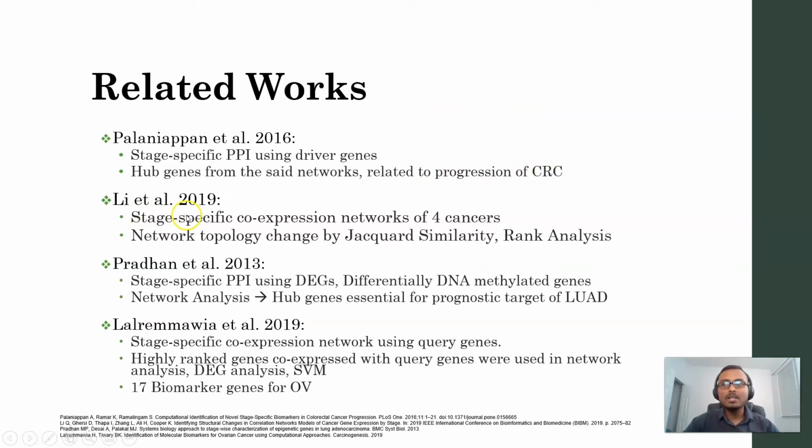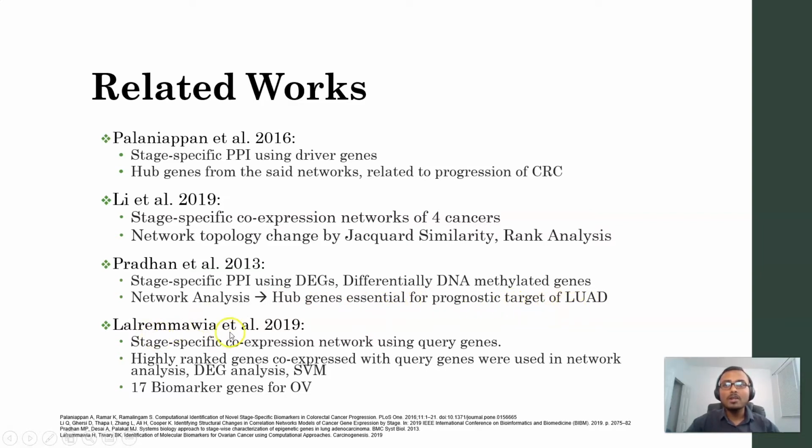In the work by Lee et al., they constructed stage-specific co-expression networks of 4 cancers, and then they applied Jaccard similarity and rank analysis to see the network topology changes among different stages of those co-expression networks. In the work by Pradhan, they constructed a stage-specific PPI network using differentially expressed genes and differentially methylated genes, and then they applied network analysis to find hub genes, which are then said to be essential prognostic targets for lung cancer.